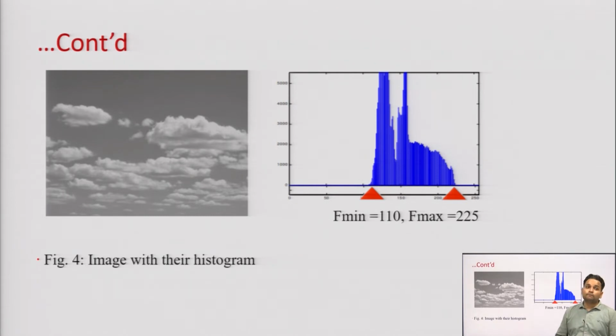So, if one image is there, then you can directly find the histogram, and after finding the histogram, you can observe the minimum value of f and the maximum value of f. Here I am just giving an example: f minimum is 110 and f maximum is 225. Okay. So, the image with its histogram is shown this way.